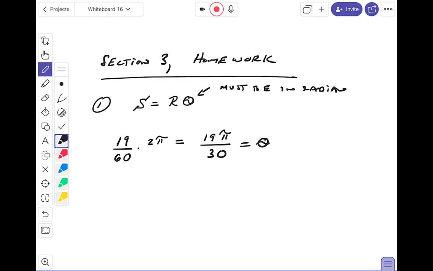Now, what did they give me? They gave me the R. And what's the R going to be? Well, the radius here is going to be 9 inches.